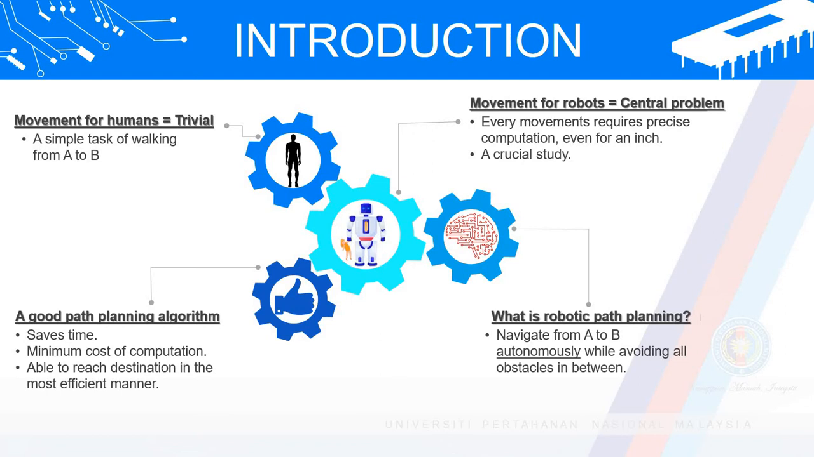What is actually robotic pathfinding? It is the navigation or movement of the robot from departure point to the destination autonomously while avoiding all of the obstacles in between. How do we define a good pathfinding algorithm? It will be said good if it provides minimal cost of computing, having optimal time taken, and eventually is able to reach the destination in the most efficient manner.